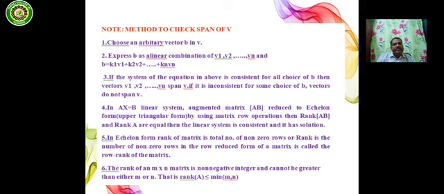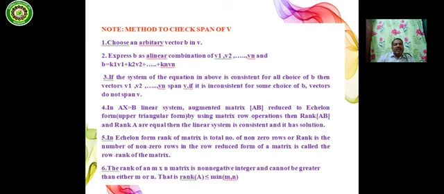If the system of equations above is consistent for all choices of b, then the vectors v1, v2, so on vn span V. If it is inconsistent for some choice of b, the vectors do not span V. In the matrix form Ax equals b, which is a linear system, if the system is consistent, then the given equations have a solution. If the system is inconsistent, then the given system has no solution.